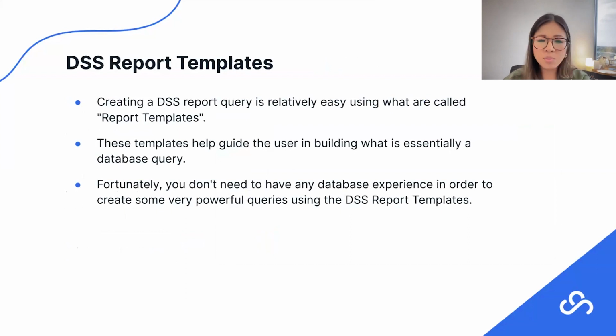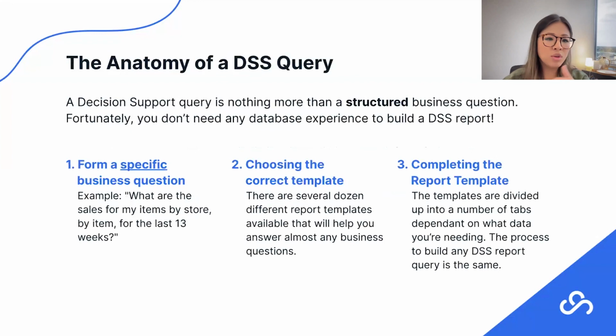I'm going to breeze through the DSS side a little bit, because if you have used DSS before, you should know how to utilize these templates. But of course, you want to make sure that you are forming the specific business question. In this case, it's what type of data do you need before you lose access to DSS? Choosing the correct template, and we have a lot of previous webinars that can guide you there, and then completing the report template. So actually filling out all of the tabs across the top to make sure that you're getting all of the information that you need out of DSS.